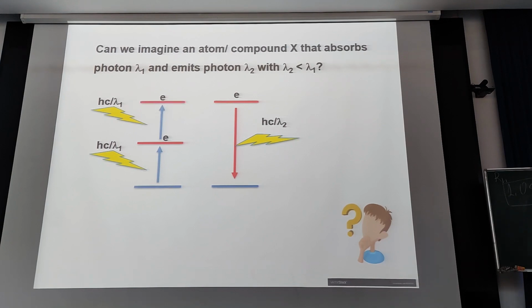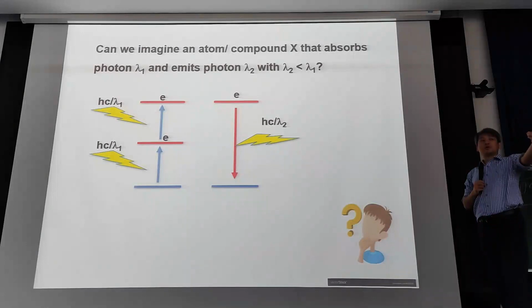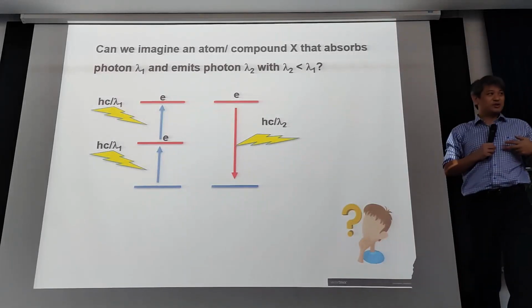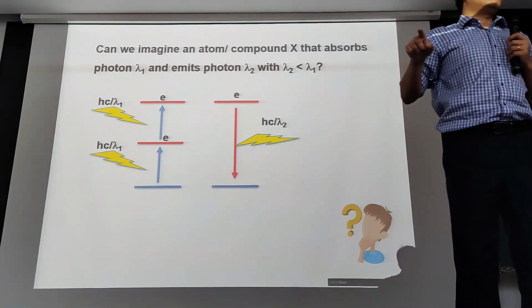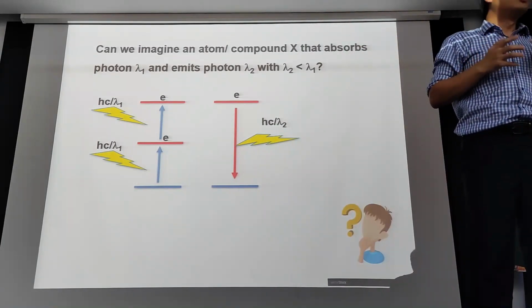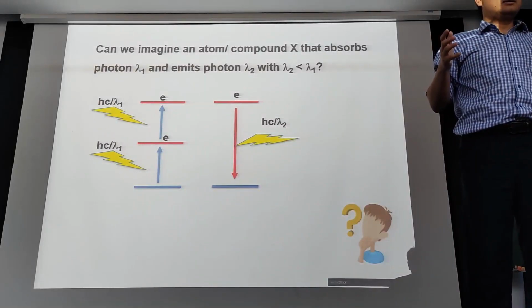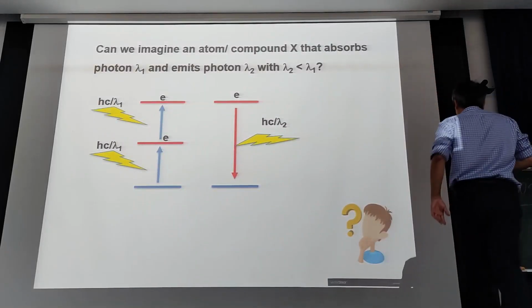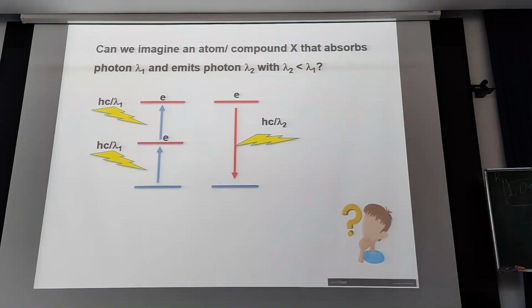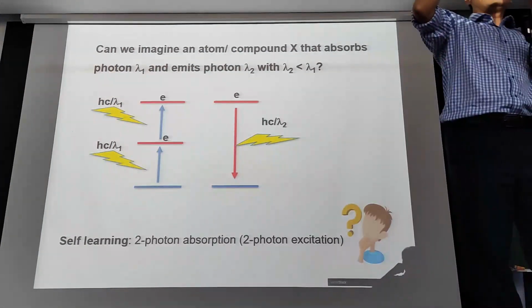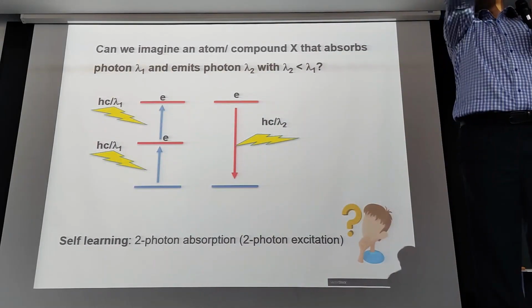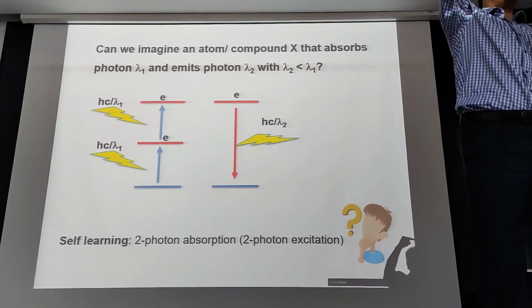Okay? So basically you absorb 2 photons of lower energy, you emit 1 photon of higher energy. The law of energy conservation will not be violated. So in physics, we call this 2 photon absorption or 2 photon excitation. You will have what we call the virtual state. One photon to excite, and then you pump the second photon to excite. Okay?